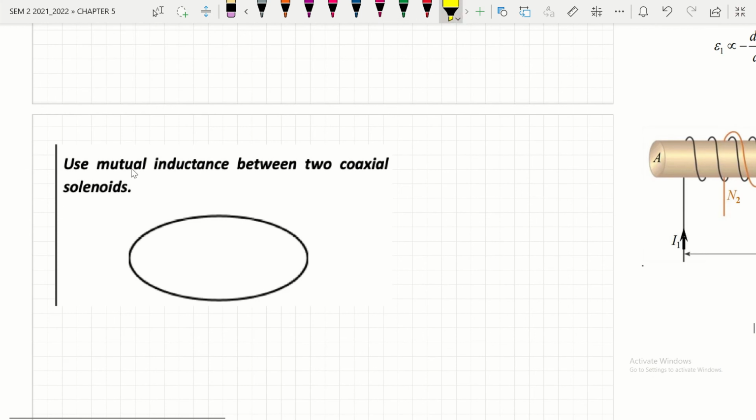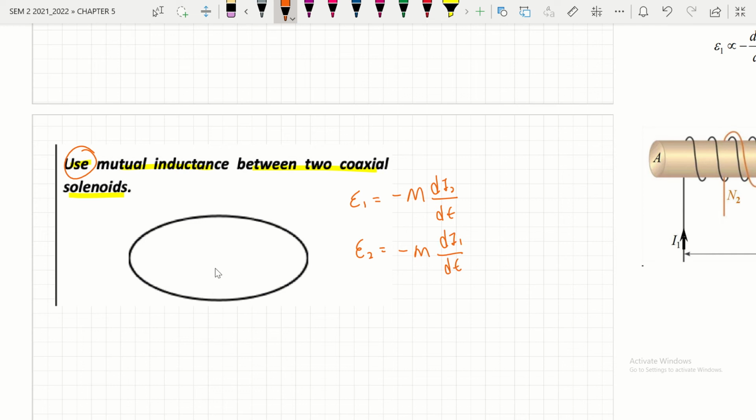Now, the learning outcome is to use mutual inductance between two coaxial solenoids. So we're going to use the formula. So like I told you, if we're going to get the induced EMF at coil 1, the rate of change of current will happen at coil 2. And then induced EMF at coil 2 is due to the change of current in coil 1.